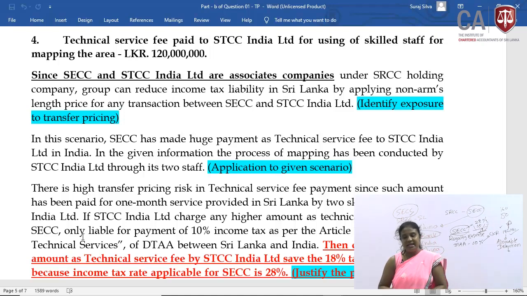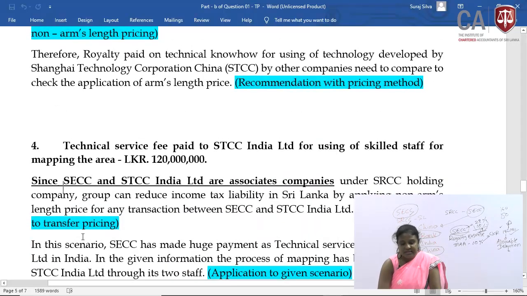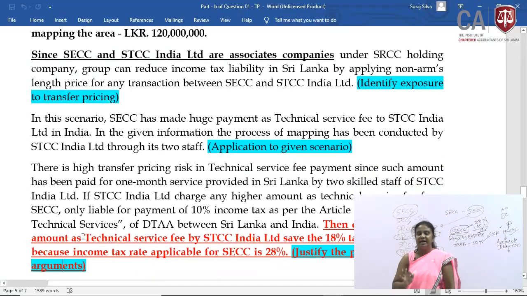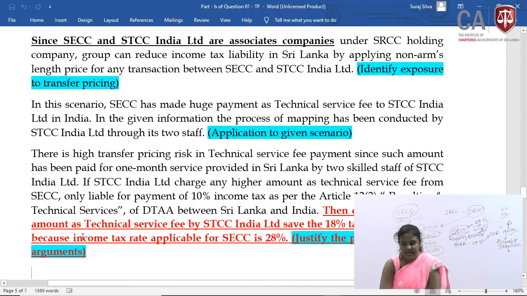For using of skilled staff for mapping the area, LKR 120 million. The same impact as we have discussed. It is since SCCC and STCC India Limited are associated companies. Don't forget that. Every time highlight that. And SRCC holding company group can reduce income tax liability in Sri Lanka by applying non-arm's length price for any transaction between SCCC and STCC India Limited.